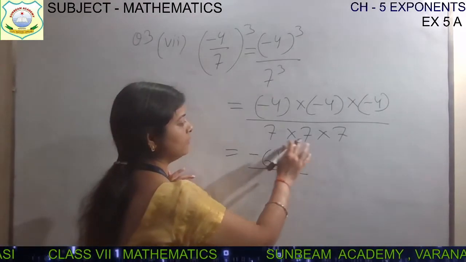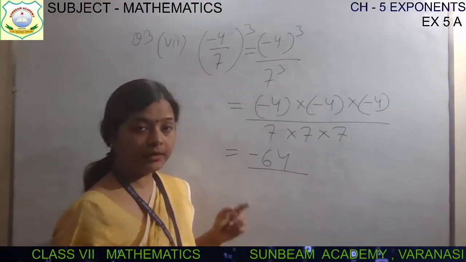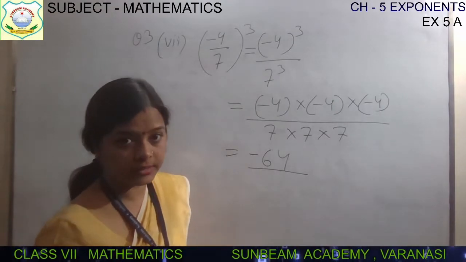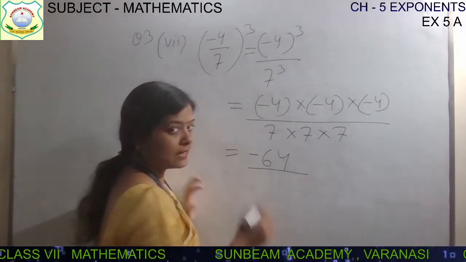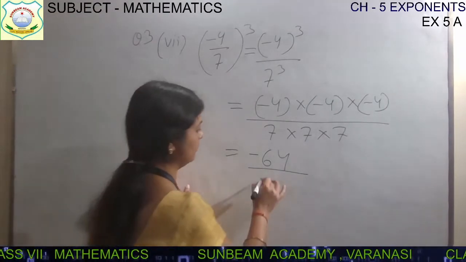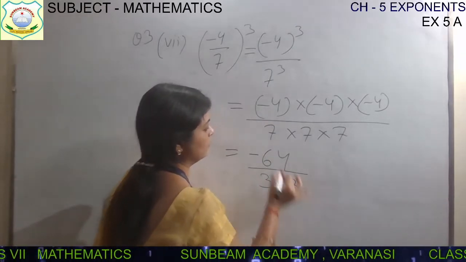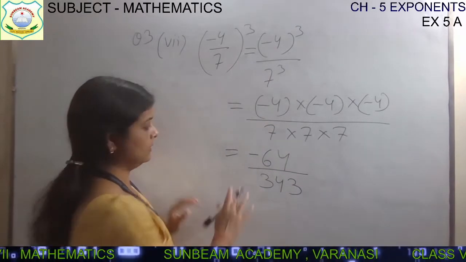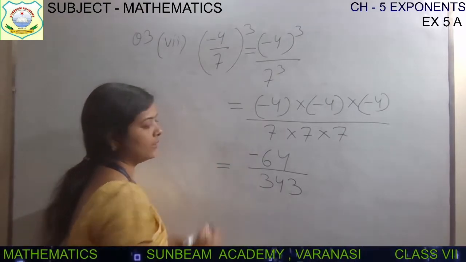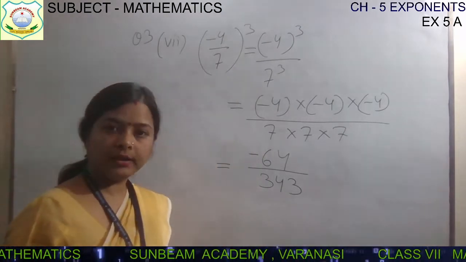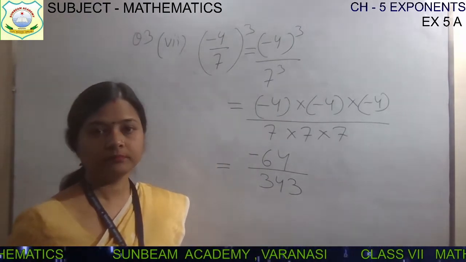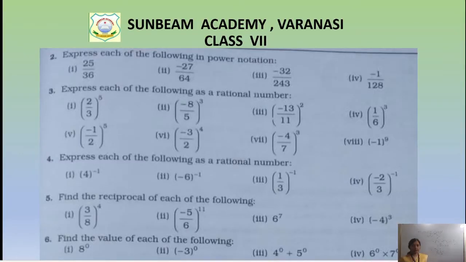Now 7 into 7, 7 7s are 49 and 49 7s are 343. So you will write, because 7 cube is 343, that I know, 343. This is the final answer. Okay, minus 64 by 343. Let's see the next one, children.